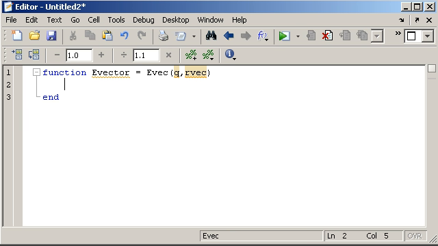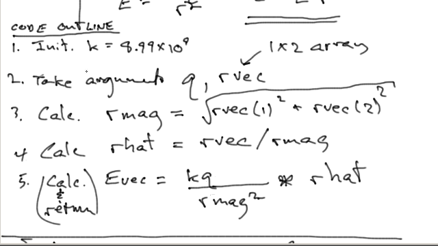And a tab over, and now I'm ready to go. K equals 8.99 times 10 to the 9th is the value I'm going to need. Put a semicolon on there so it doesn't print out. And I think that's all I had to initialize. Take those arguments, calculate our mag.